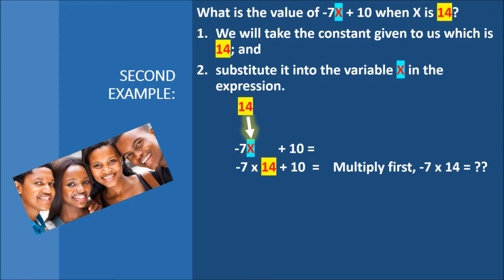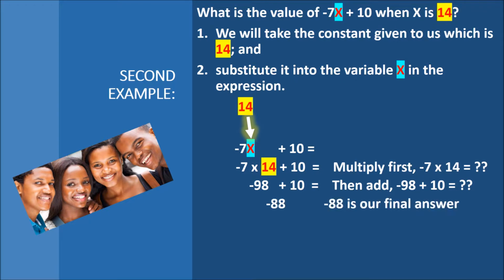So now I look at that series of calculations, and I've got multiplication and I've got addition. So what I'm going to do is I always multiply before I do addition or subtraction. So we're going to multiply first. We get negative 7 times 14, and that is equal to, correct, negative 98. So now we're down to here, negative 98 plus 10. We do that addition, and negative 98 plus 10 is equal to negative 88, correct. Negative 88 is our final answer.